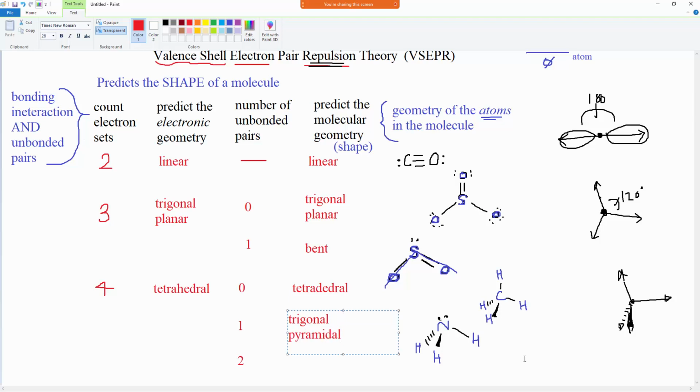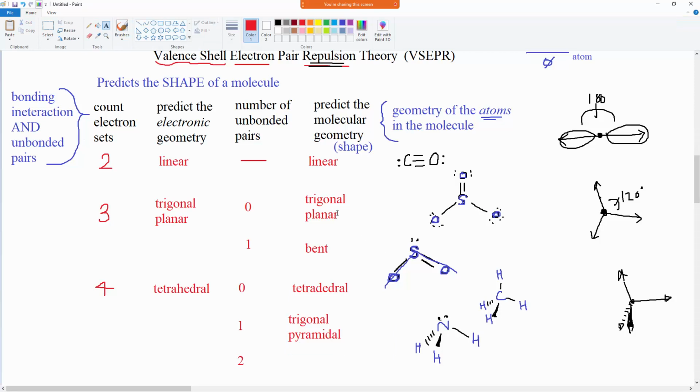So base of 3. This is different from trigonal planar. Planar means it's flat. It really is just like a flat triangle, whereas this is a little puckered thing. You might look at it like a tripod. Basically, it looks like a little tripod. You guys see that?